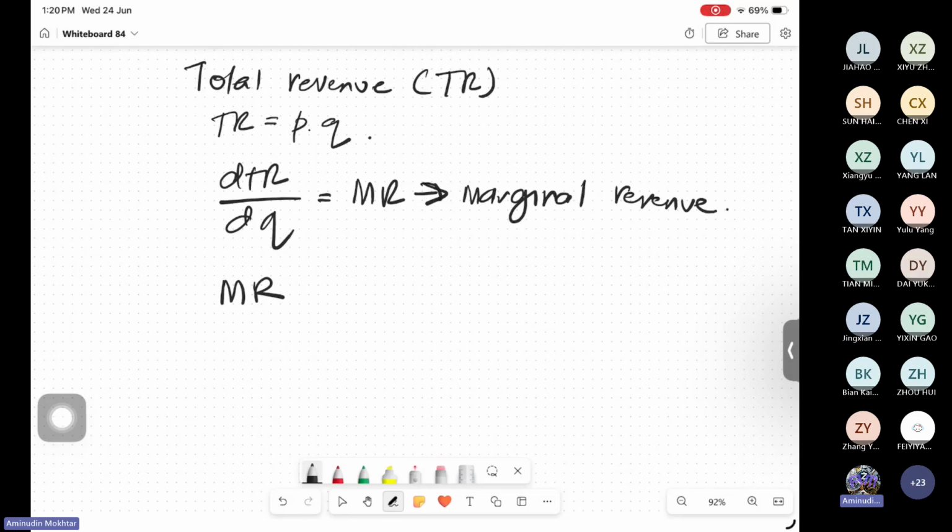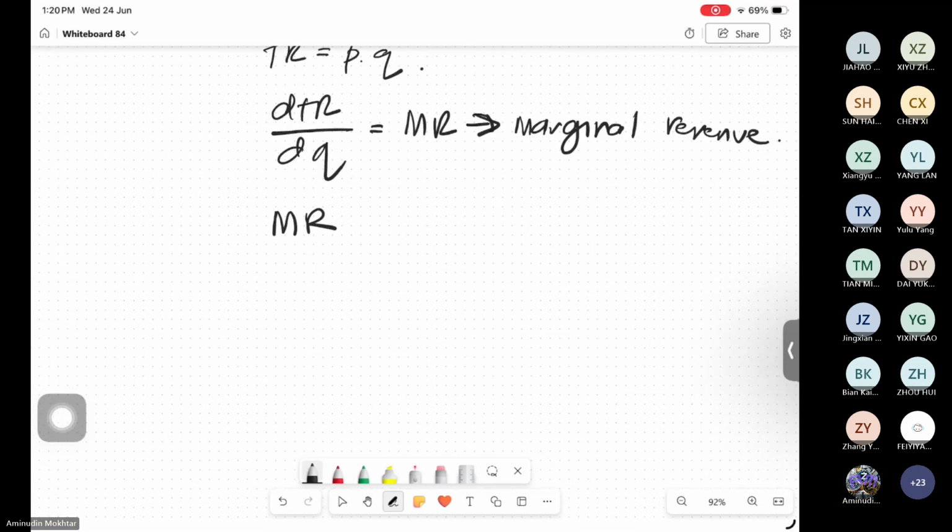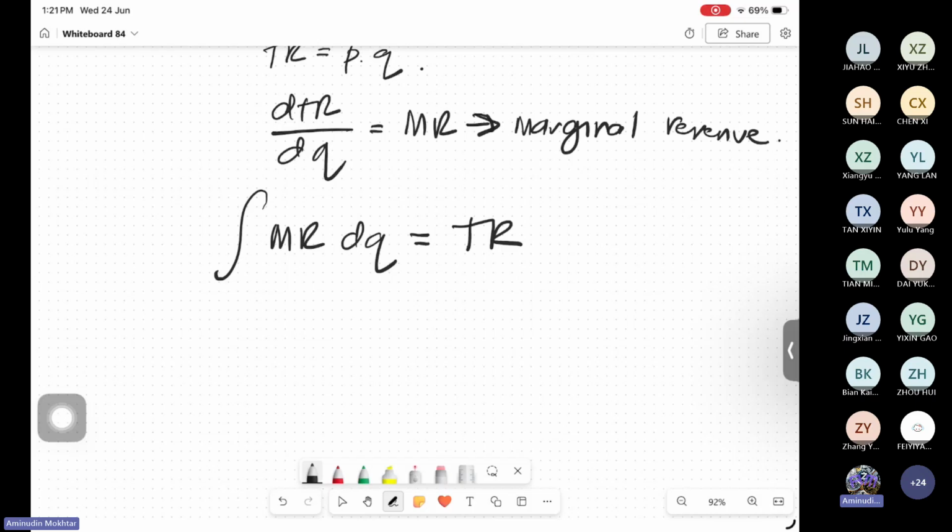So in other words, the integral of MR dq is also equal to TR. Okay, that is the relationship between the MR and TR. From TR, the first derivative of TR is MR. The integral of MR is equal to TR, total revenue and marginal revenue.